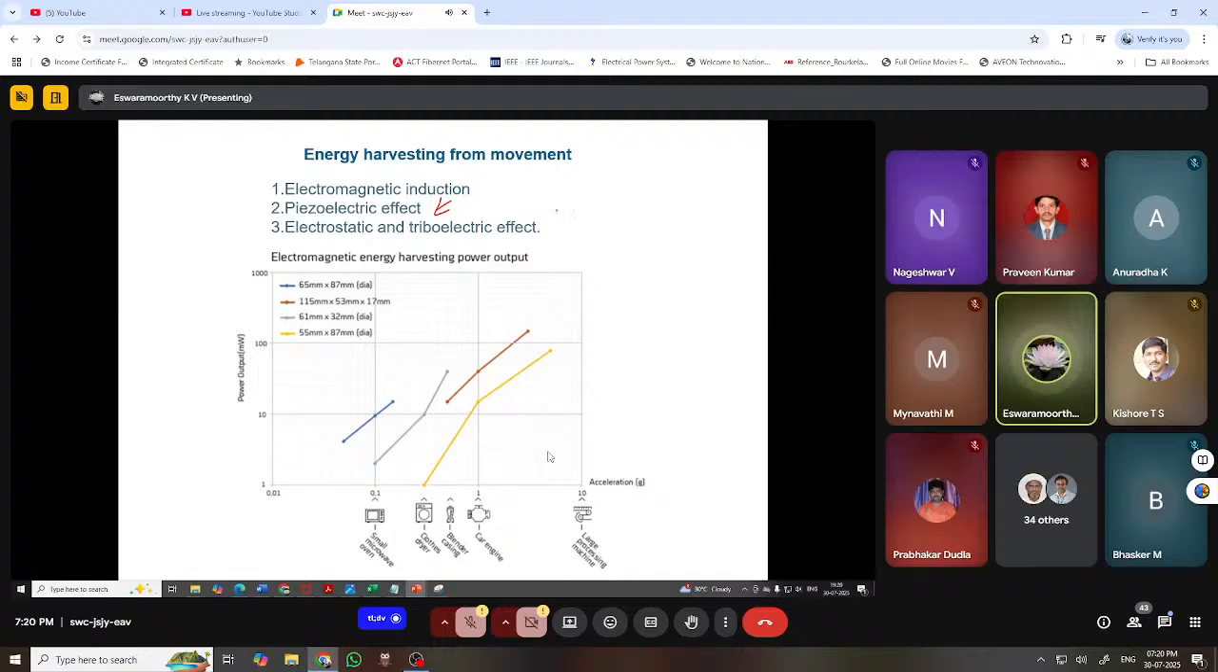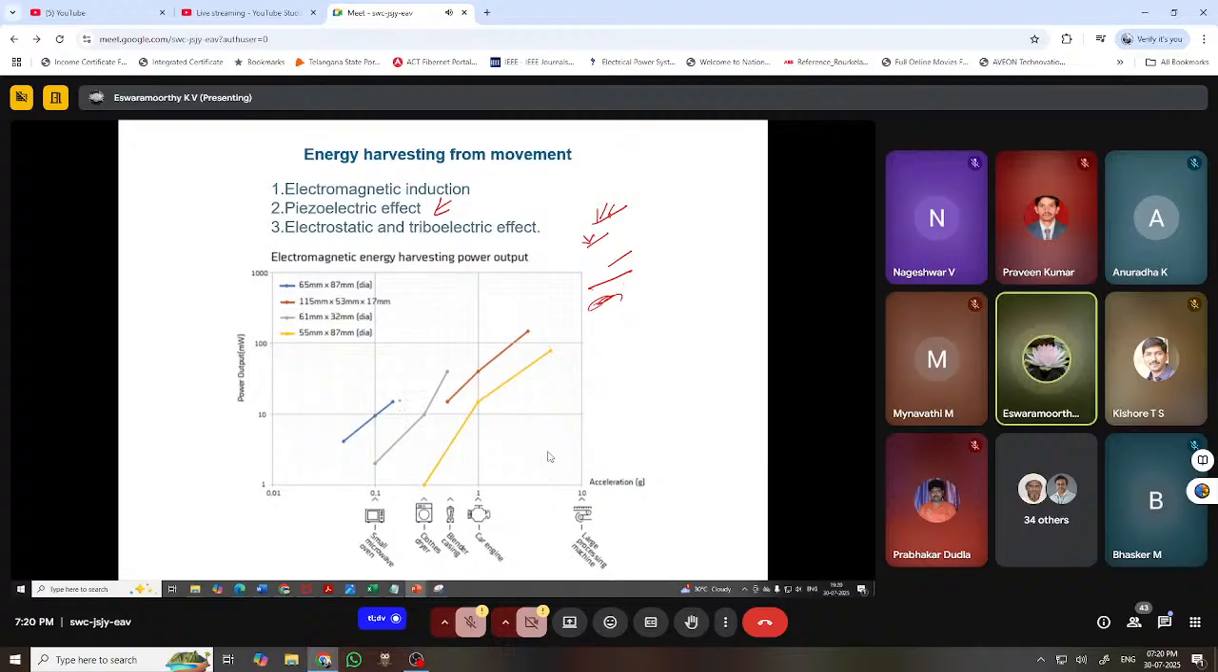What is the triboelectric? By friction, we can generate some power. That is triboelectric. Electrostatic is also by friction. Maybe in childhood days you took a comb and rubbed it on your head, and some electric charges were produced like that. And electromagnetic induction: let's say you have a magnet and a coil. If you move the coil or magnet, EMF is going to be generated in the coil, right?